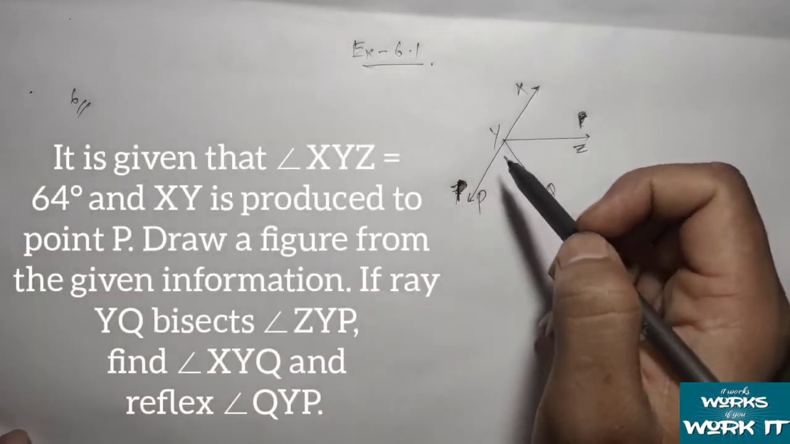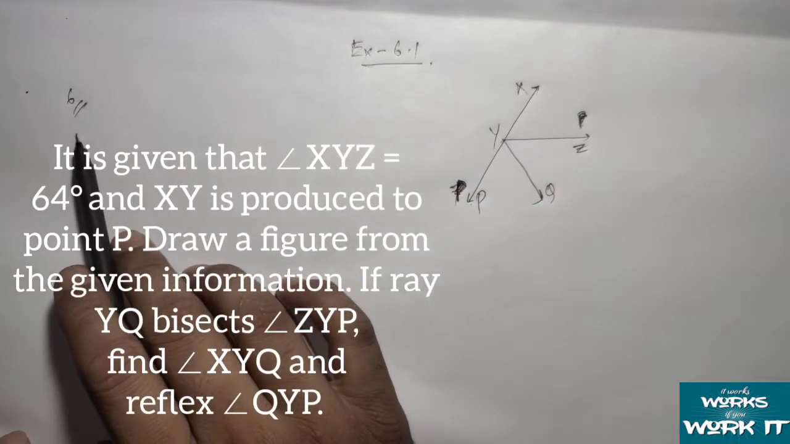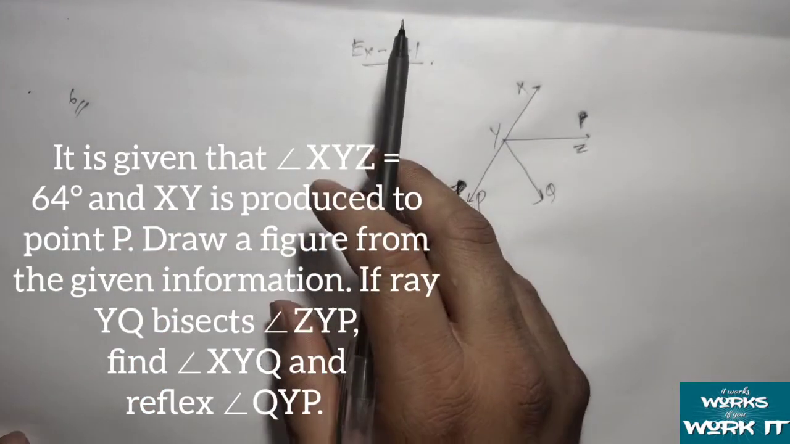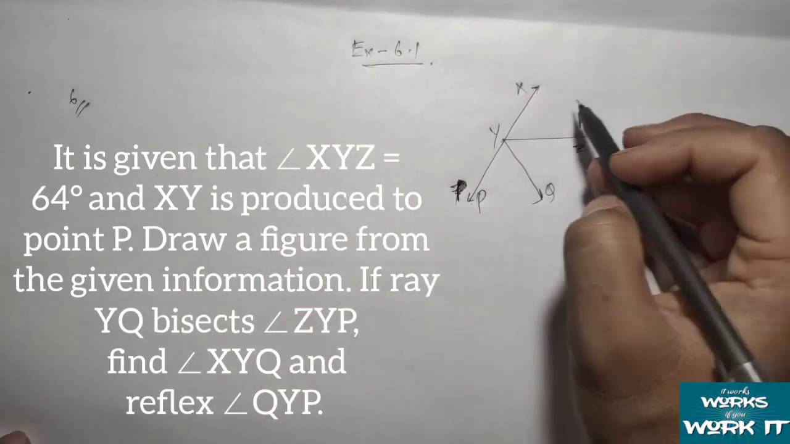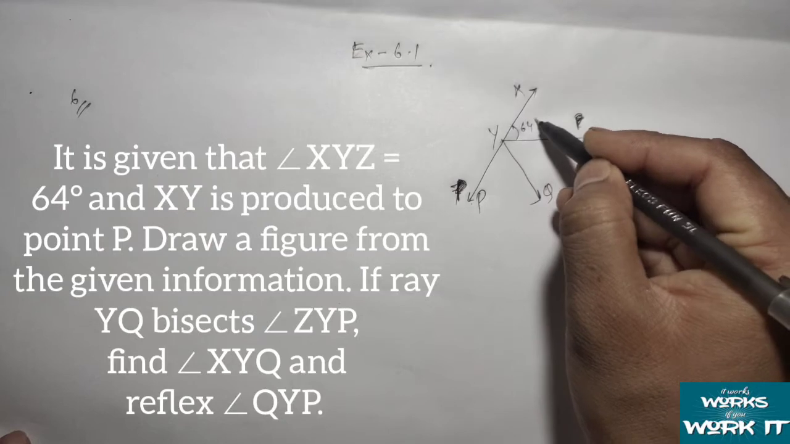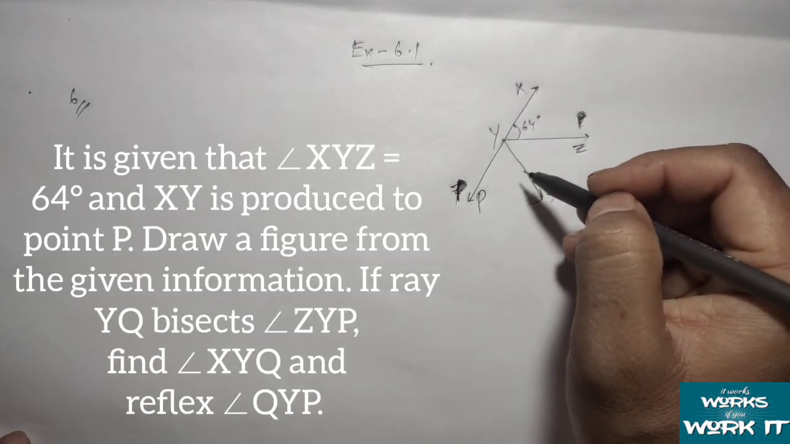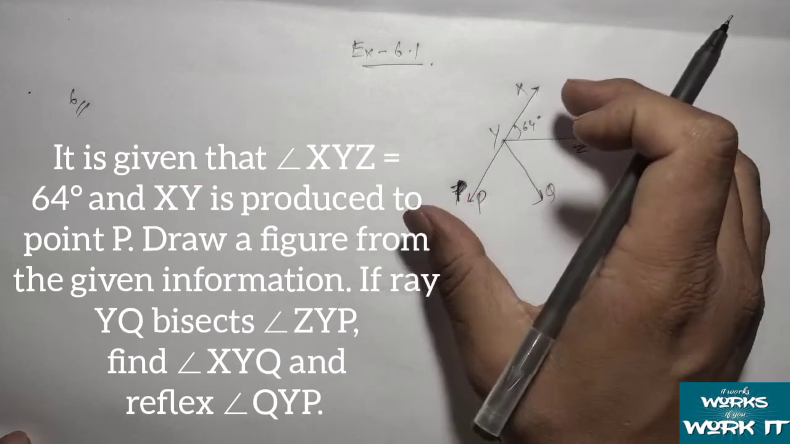Hello students, so now we will be doing exercise 6.1 question number 6. If you see in the question here in the textbook, it is given that angle XYZ is 64 degrees, and XY is produced to point P. Draw a figure from the given information. So I have drawn it.